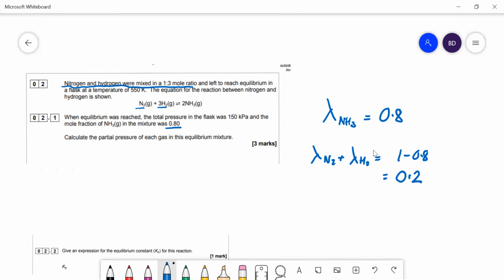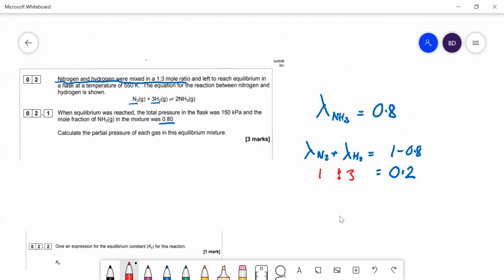What else do we know? We know that these gases have a molar ratio of 1:3, so you've got 3 times as much hydrogen as nitrogen. Let's say we've got X moles of nitrogen. For X moles of nitrogen, we must have 3X moles of hydrogen. And the total mole fraction is 0.2. So the mole fraction of nitrogen has got to be a quarter of 0.2, which is 0.2 divided by 4, which is 0.05. And the mole fraction of hydrogen is going to be 3 times that, so that's 0.15. So we've now got the mole fractions of each of the gases.